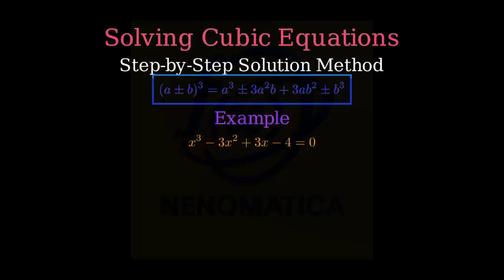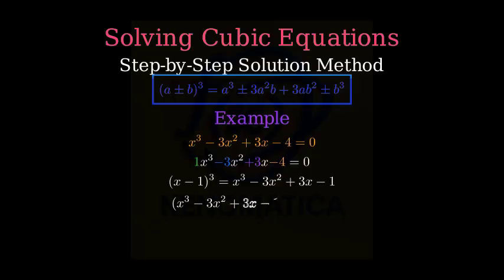Looking at this equation, we should try to recognize if it matches any patterns. Notice the coefficients: 1, -3, +3, and -4. The first three coefficients 1, -3, and +3 match the pattern of the expansion of a binomial cubed, specifically (x - 1)³. Let's rewrite our original equation by grouping the terms that match the (x - 1)³ pattern.